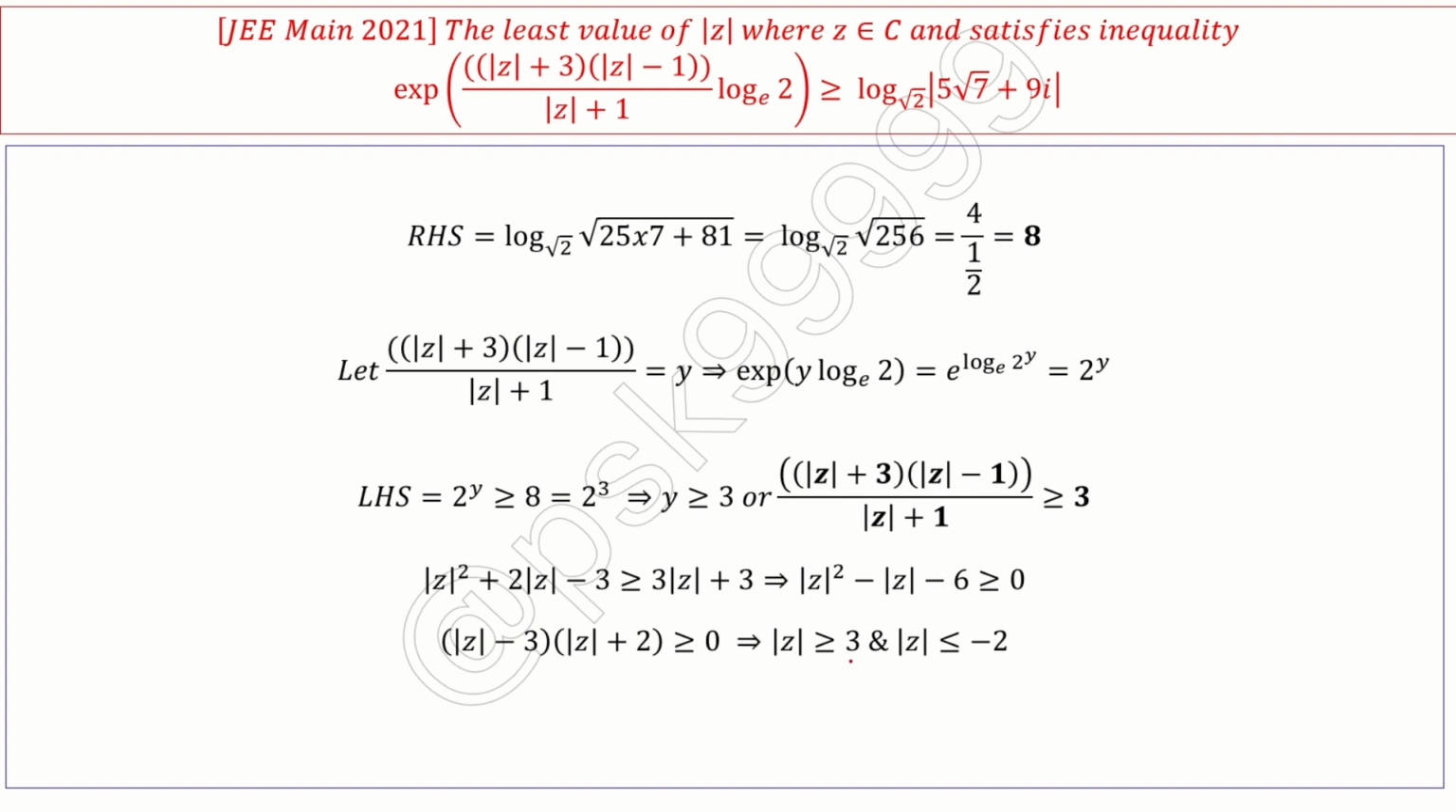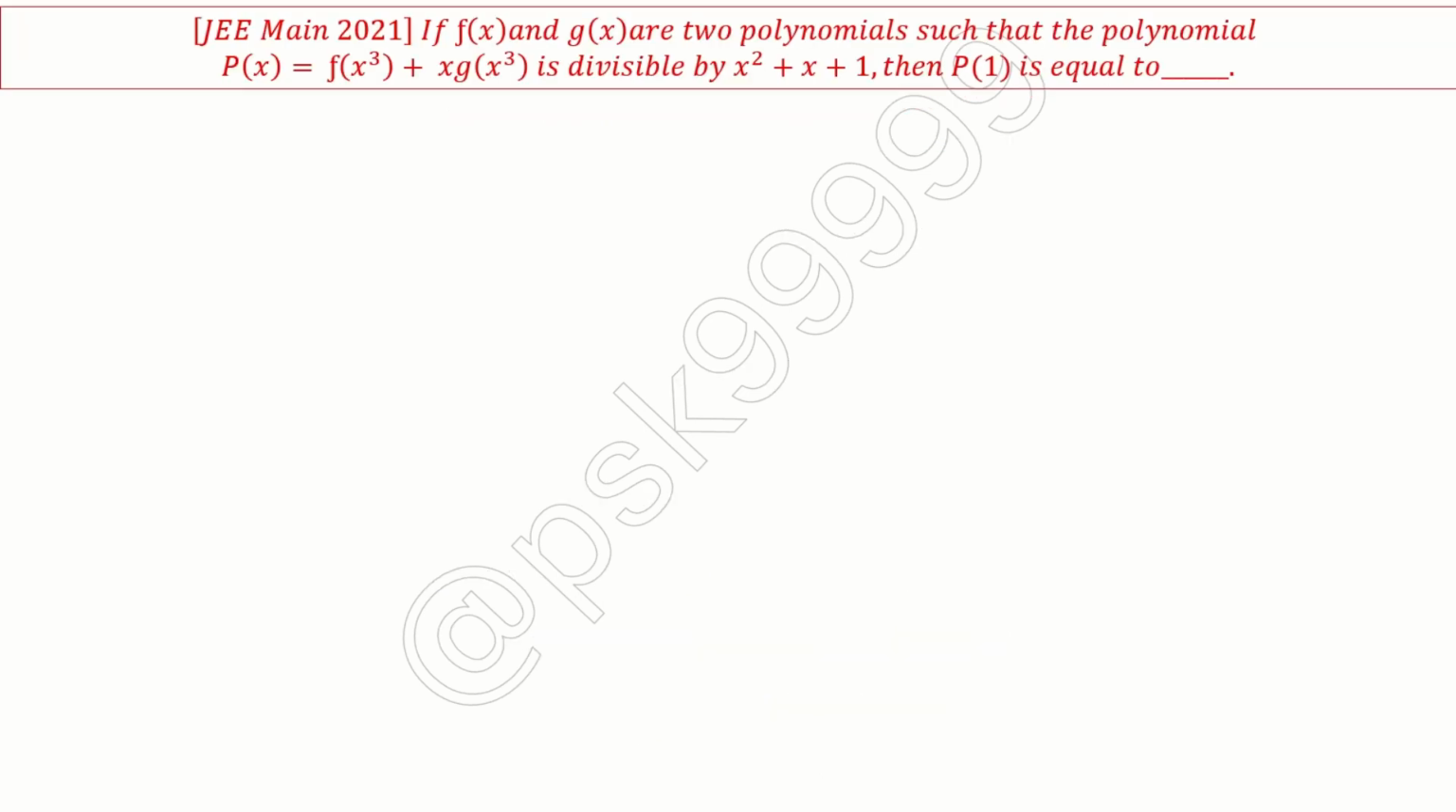So modulus of z is greater than or equal to 3, or modulus of z is less than or equal to -2. Modulus cannot be negative, so we ignore this one. Okay, so the minimum value we get is modulus of z greater than or equal to 3, which means the minimum value of modulus of z is 3. Okay, next.